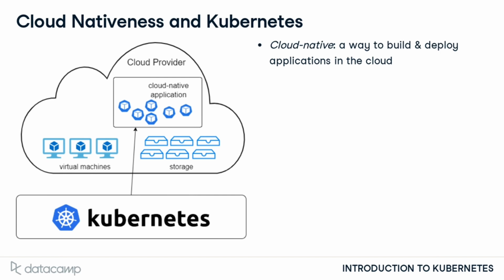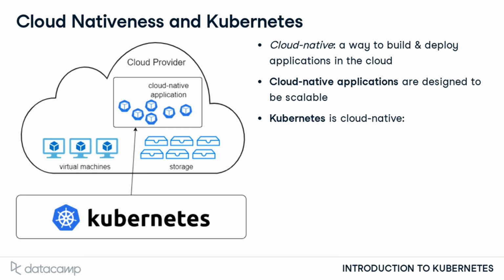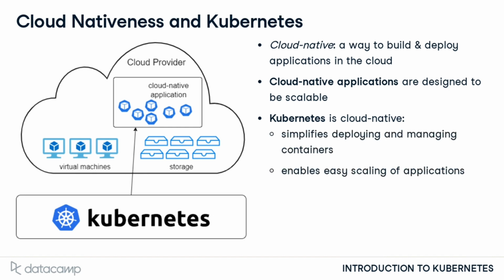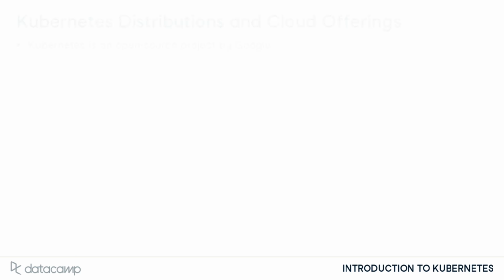For example, if we currently use 3 virtual machines to run our application, we can add 2 more machines and use them immediately. We can also purchase more storage for our application without increasing the number of virtual machines. Now, a cloud-native application has been designed to use the scalable infrastructure efficiently. One way to achieve this is using containerization and Kubernetes. Kubernetes is cloud-native, which makes deploying and managing our application very simple. It also enables easy scaling of applications.